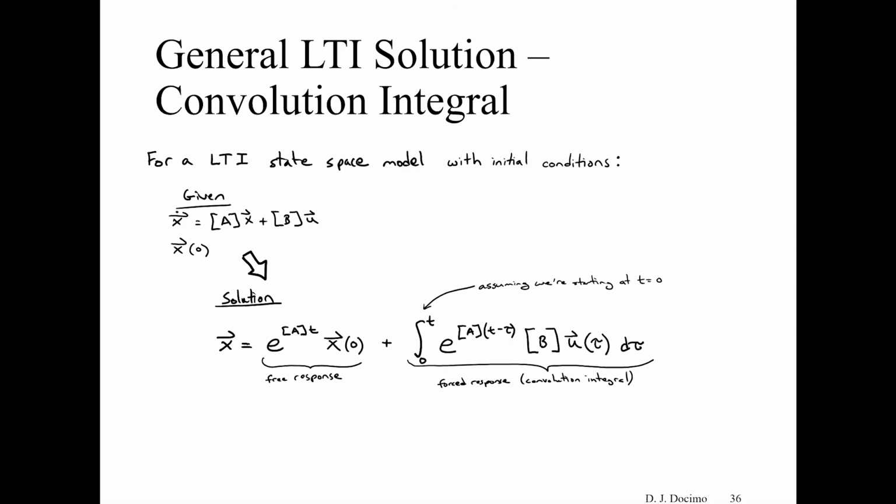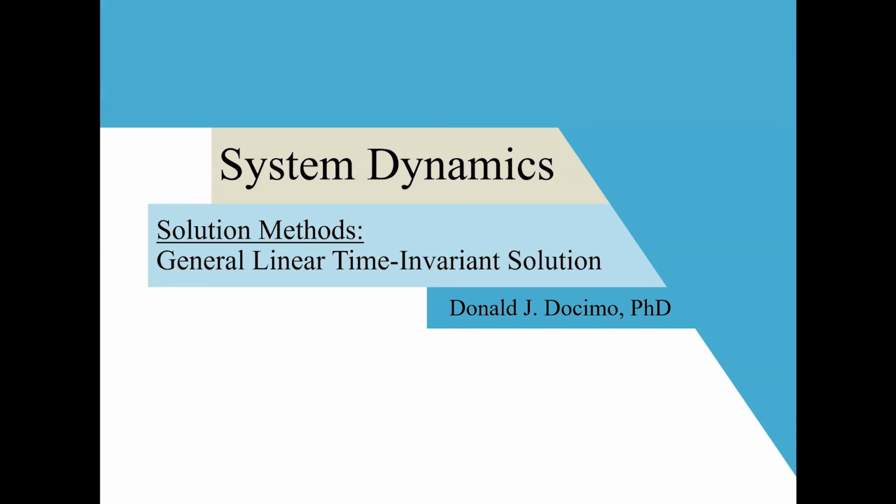Now, what is e to a matrix? That's a little bit of a weird expression. Well, it's called the matrix exponential, and it has a specific definition to it. e to the A t is the sum of that matrix times time to the power of i, over i factorial, and you do that from i equal to 0 to infinity. And there are approximations out there that can provide that. So this is the general LTI solution for any linear time invariant state space model. And that's it.